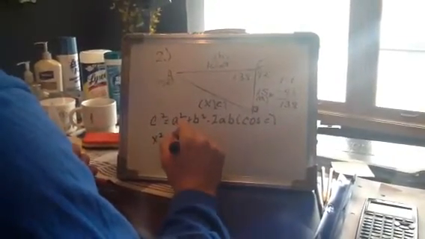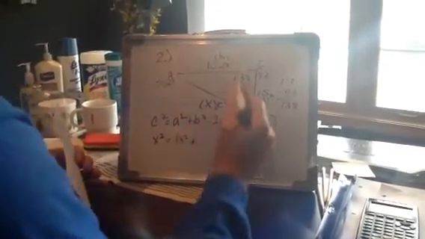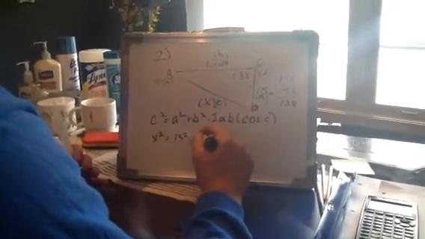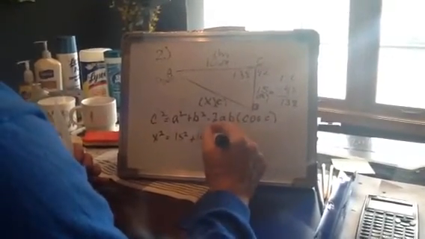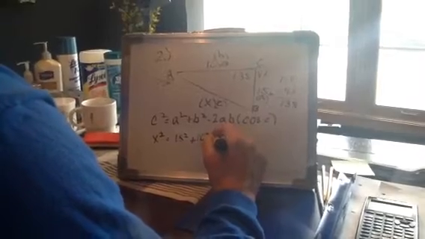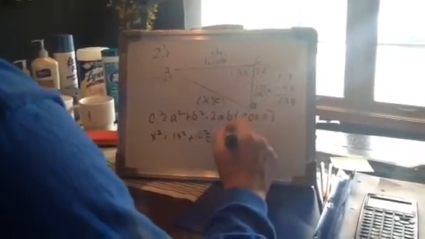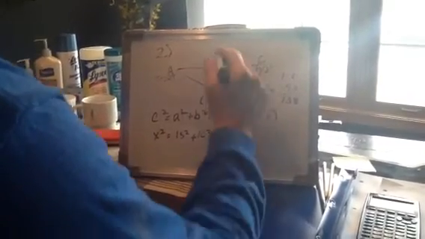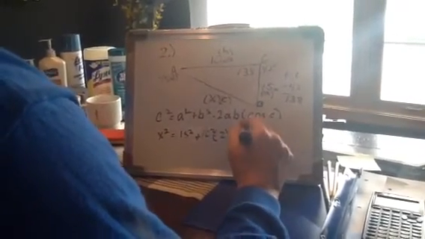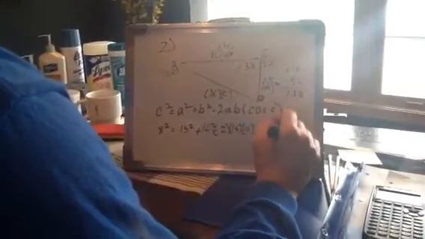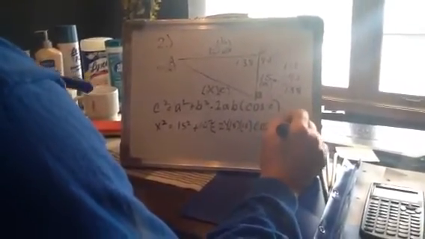All right, so 15 squared plus, what's my B? 10 squared minus 2. Now remember what I said yesterday: put these things in parentheses to make sure we're multiplying. 15 times 10 times cosine of 138.